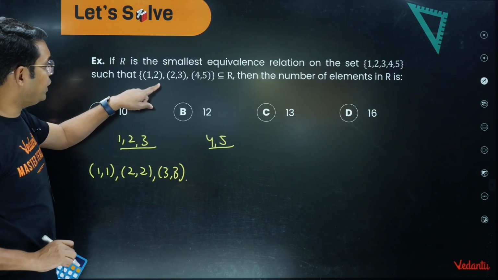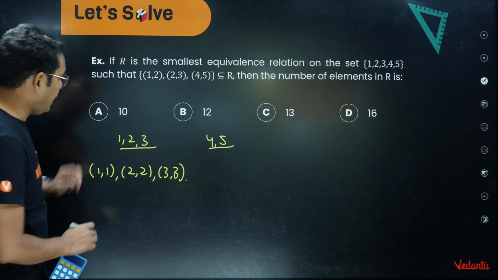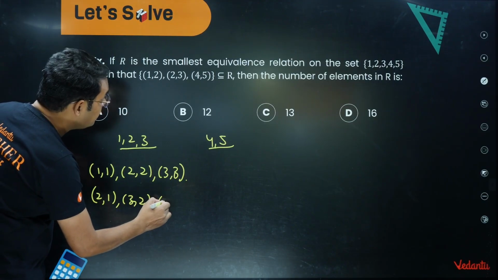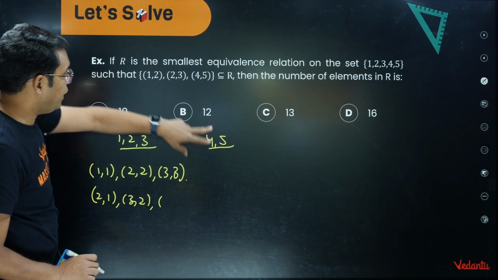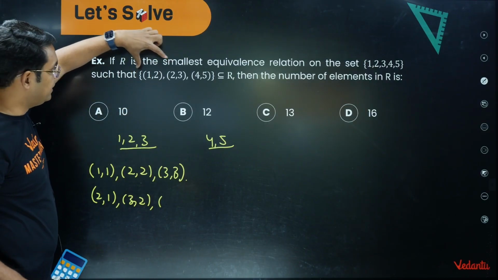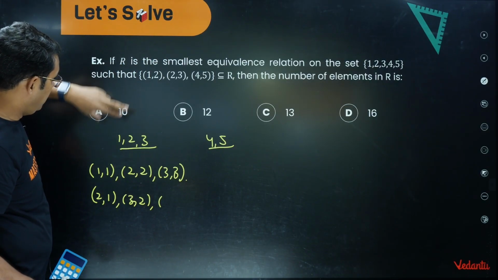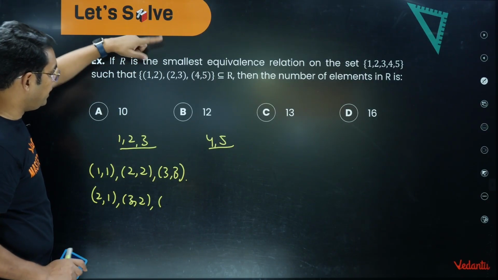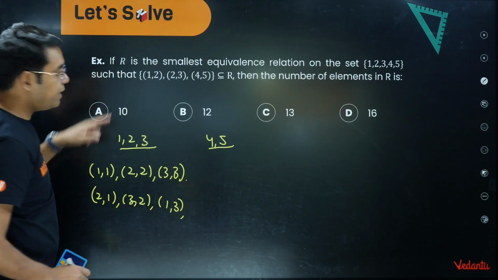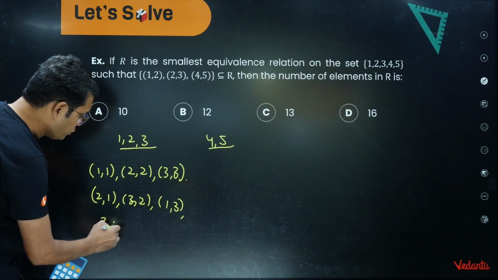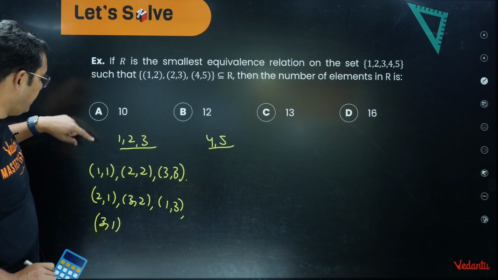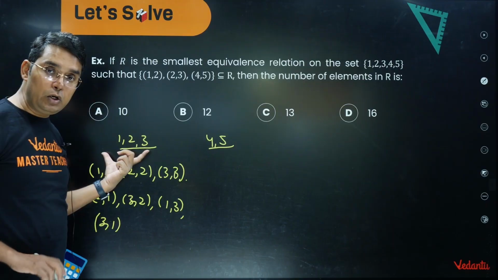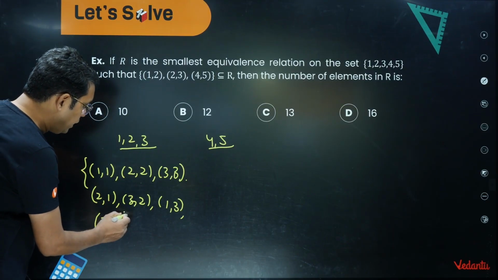Okay, but they have given 1, 2 and 2, 3 also. So to make it symmetric, I will need 2, 1, I will need 3, 2, and 4, 5 I'll put it here. So let me just focus on this thing. So 1, 2 is there, 2, 3 is there. For 1, 2, I need 2, 1, and for 2, 3, I need 3, 2. But if 1, 2 and 2, 3 are there, I will need 1, 3 also. And if 1, 3 is there, I will need 3, 1 also. So how many ordered pairs are required here? 1, 2, 3, 4, 5, 6, 7. 7 plus 2, 9. In fact, with 1, 2, 3, the total number of ordered pairs could have been 9 only.